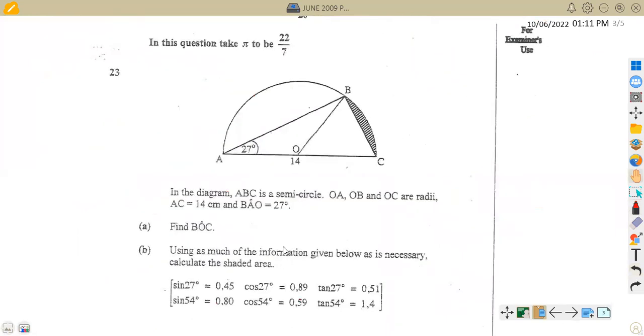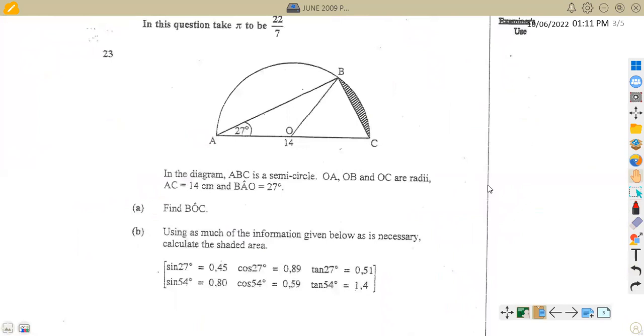Number 23, we are now given in the diagram ABC is a semicircle. We are given a semicircle OA. Here we are given that O to A, OB, OC, these are the radii, so that's the radius concept. O to A is the radius, O to B is the radius, O to C is the radius. And we are given that AC from A to C is 14, so half of 14 is 7, which means here we have got 7 centimeters, 7 centimeters, 7 centimeters. That is what it means. So the first question was find angle BOC.